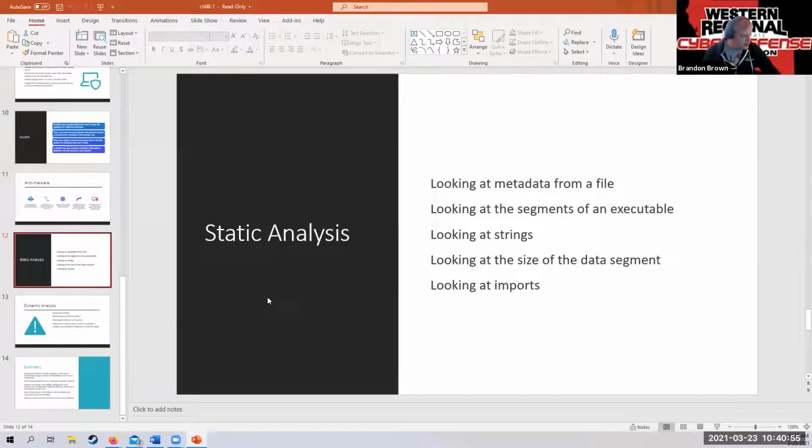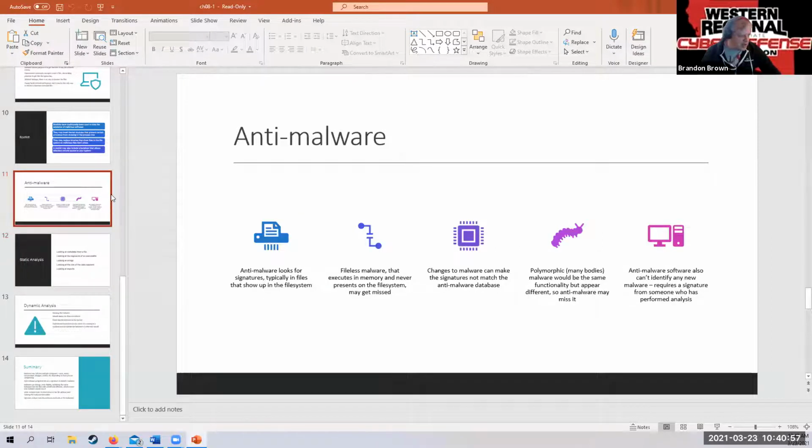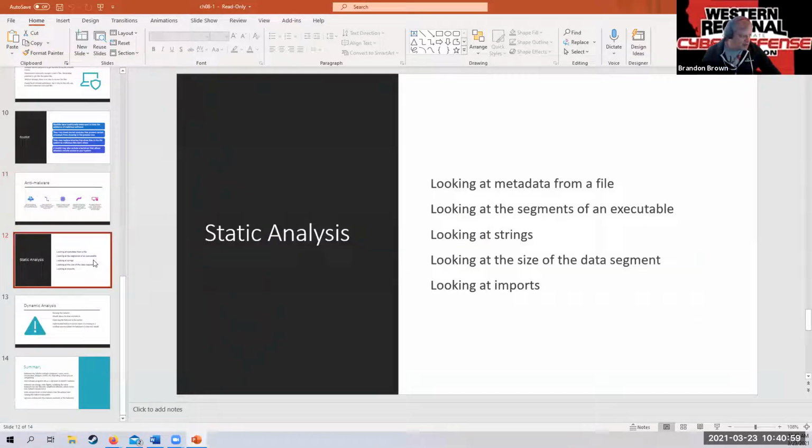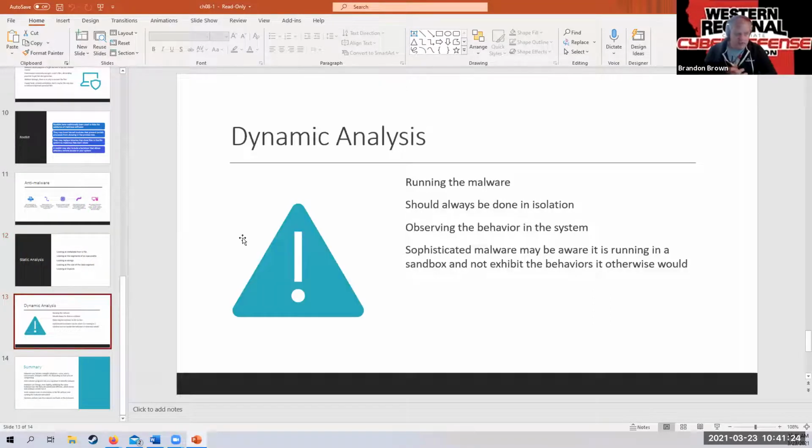Last couple of slides here, folks. There are two different types of analysis, static and dynamic analysis, that you have to look at. Static looks at metadata from the file, from the artifact, if you will. Strings, data segment, imports. Basically, you look at the malware itself. This is where you use a decompiler and look at the raw code. Then there is dynamic analysis, where you run the malware and you observe it.